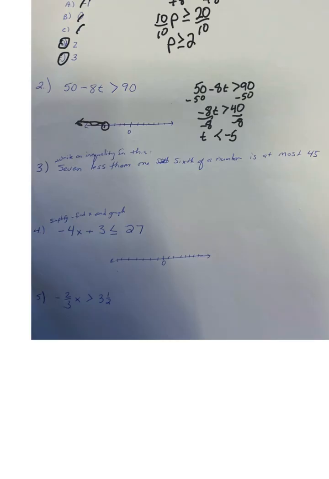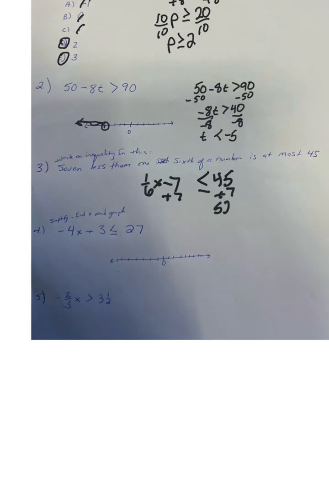As we did in class, 7 less than 1/6 of a number is at most 45. At most would be, it's going to be less than or equal to 45. And then 7 less than 1/6 of a number, well, 1/6 of a number is just 1/6 x, and it's going to be 7 less than that. And it's going to be at most 45, so we just add 7 to each side.